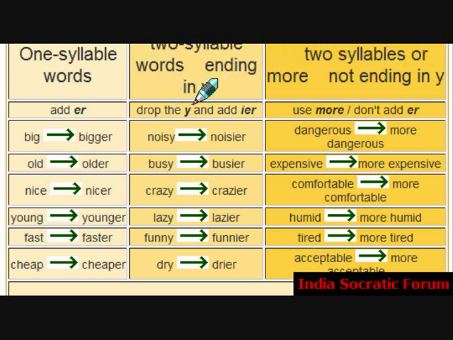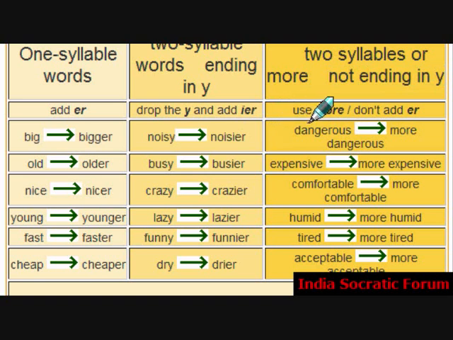Two syllable words ending in Y. Take a look at that. In that case, you have to remove or drop the Y and add IER instead. Example, noisy, noisier. Remove the Y and add IER. Busy, busier. Crazy, crazier. Lazy, lazier. Funny, funnier. Dry, drier.